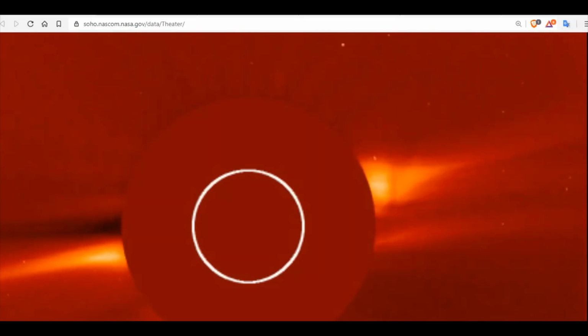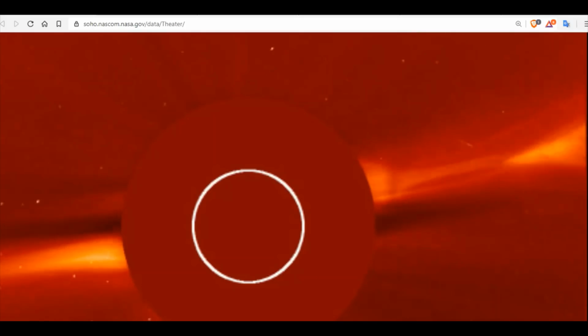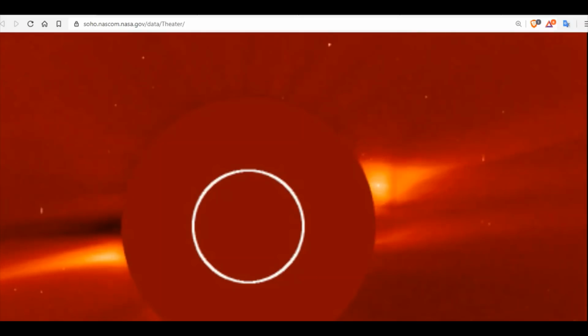A major CME, coronal mass ejection of plasma, has left the sun. It's not coming towards us. And if it was, well, we would be CME fluxed. Isn't that the fact? But we will keep you updated on any developments with the CME.